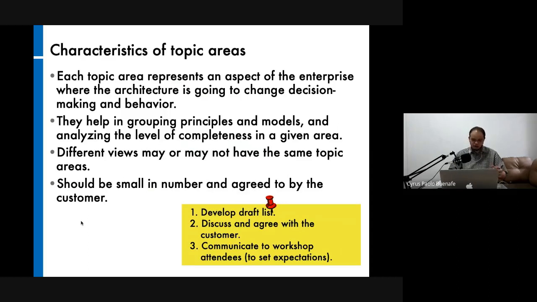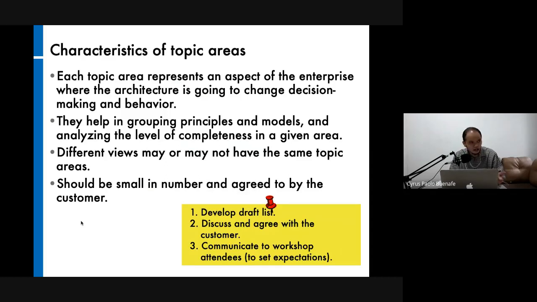So if you have a set of topic areas and you try to craft your principles, later on you'd realize that certain topic areas may not have principles yet. Then you realize, hey, if a topic area is important to the customer and I have no principles there, I should be worried. I should put something there. Different views may or may not have the same topic area, so they can vary across views. And here's the practical suggestion: they should be small in number and agreed to by the customer. You can have topic areas like 20, 30.